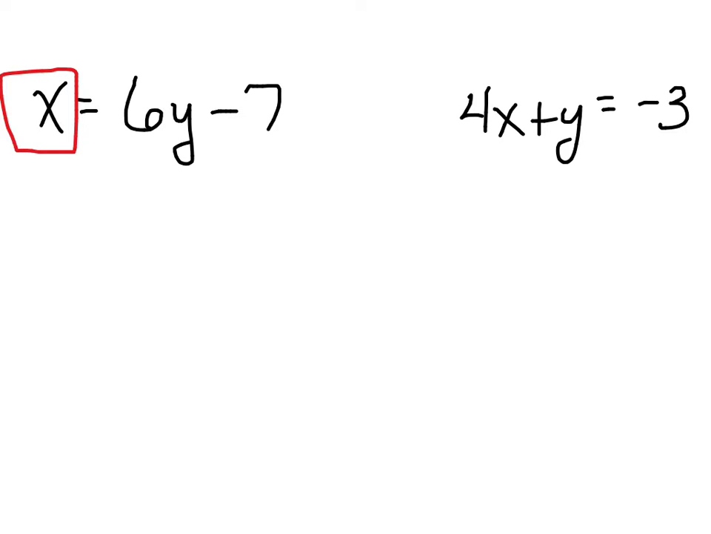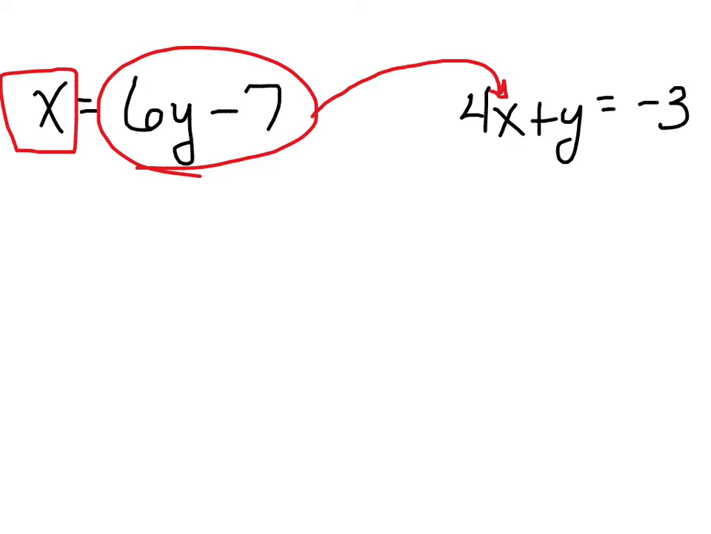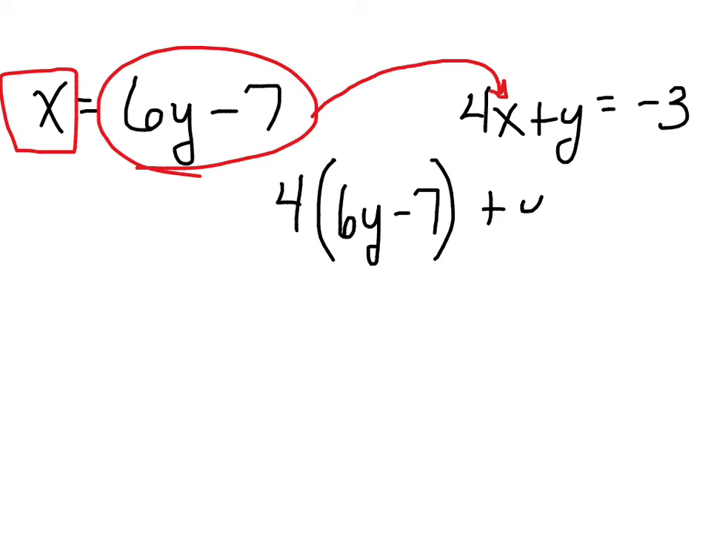Oh, I thought it has to be always y equals. No, that's why when I put it on there, Antoine, I didn't say solve for y. I said solve for a variable. Oh. You get to choose. So that means all this stuff is going to go in for x. So 4 parentheses 6y minus 7, plus y equals -3.